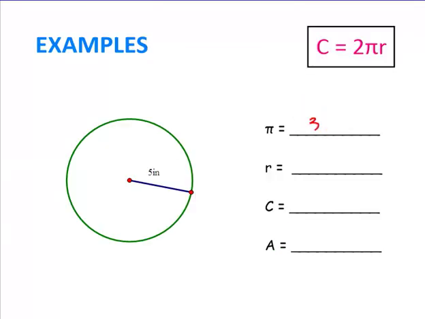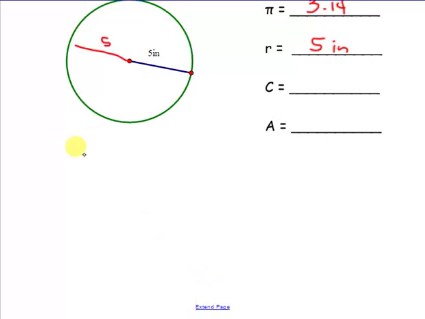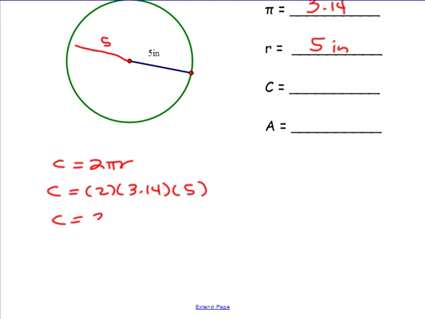So again, we have pi, which is 3.14. We have the radius, which is 5 inches. And remember that double the radius would be the diameter, which would be 10. So let's go ahead and calculate the circumference. So C equals 2 pi r. C equals 2 times 3.14 times 5. And then go ahead and multiply all those together. And then you're going to get 31.4, and that's going to be in inches.